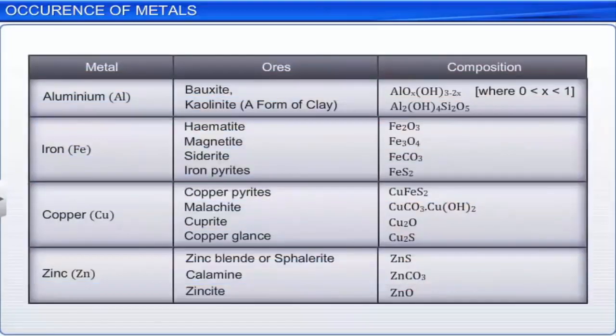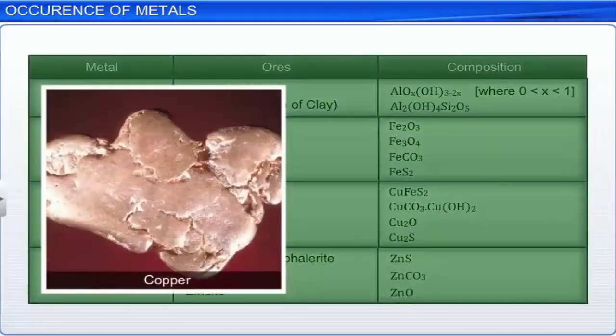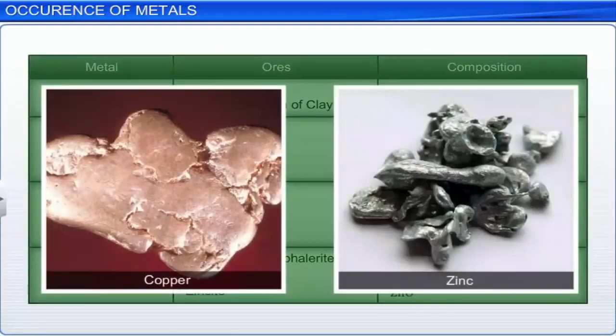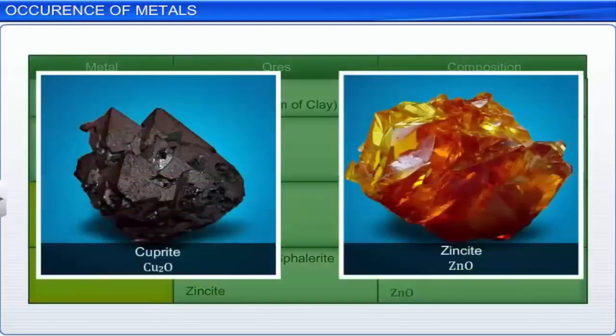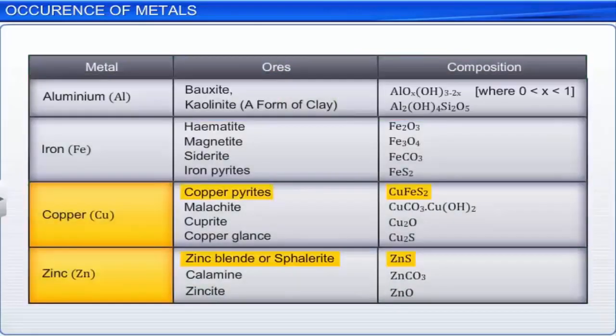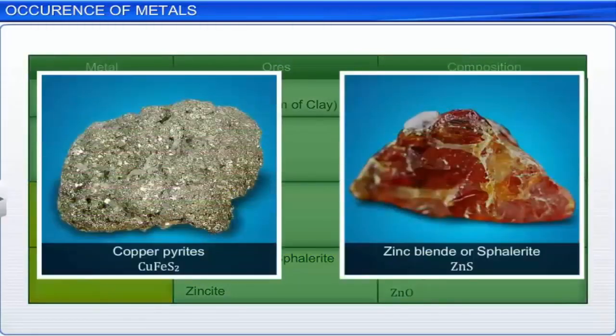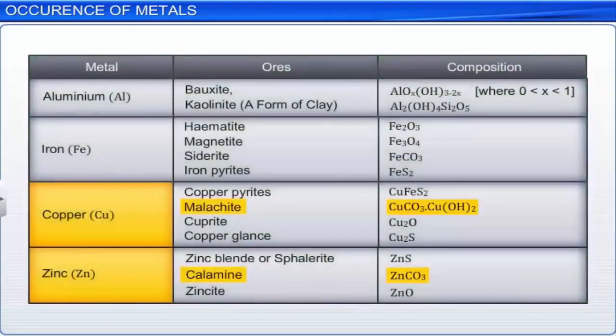Other metals that are extensively used are copper and zinc. You can see from the table that copper and zinc are extracted from their oxide, sulfide, or carbonate ores.